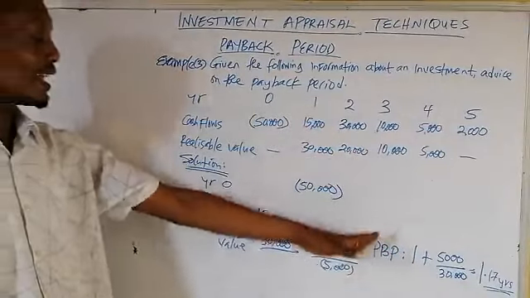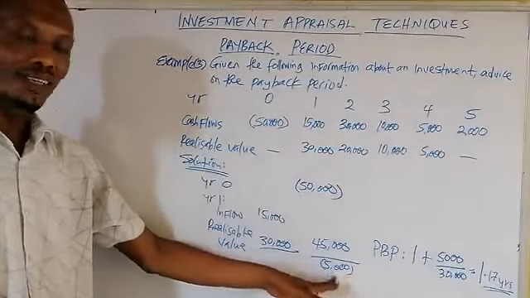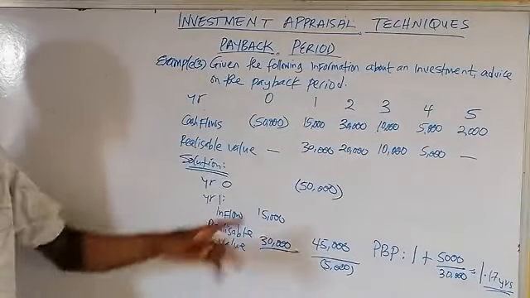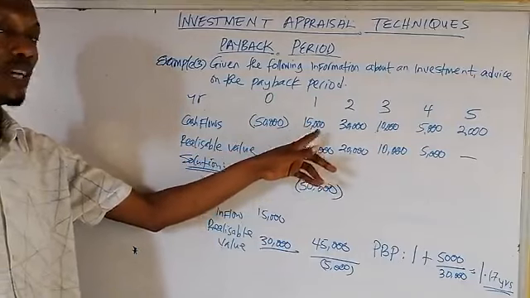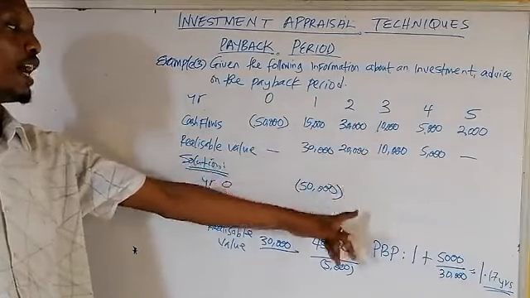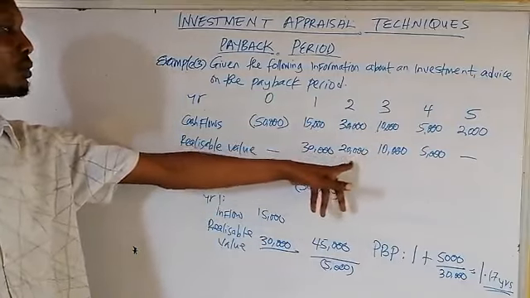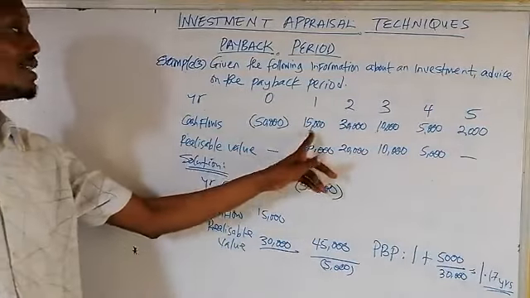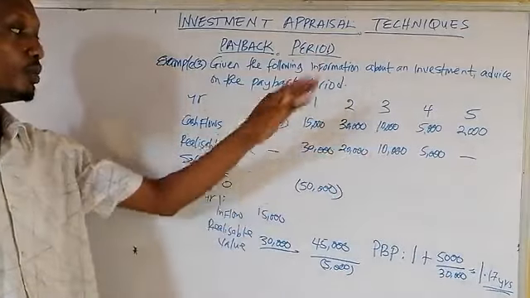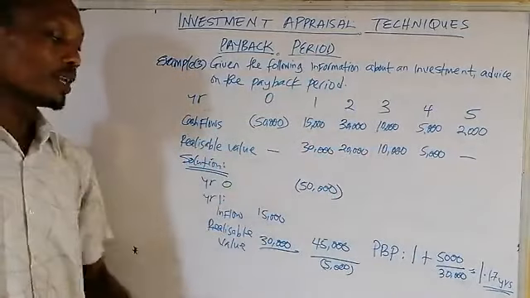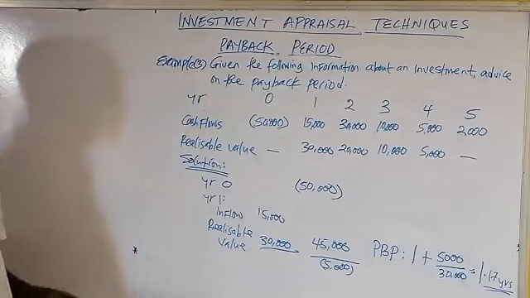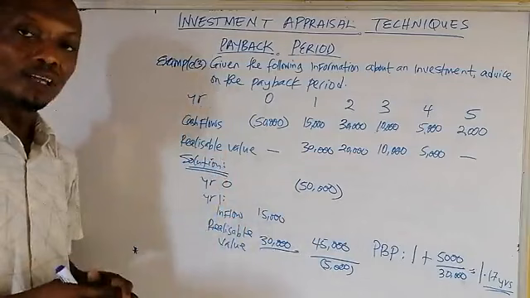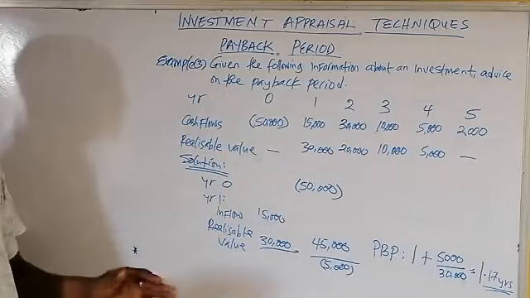But in the case whereby my investment is still more than the cash inflow at the end of year 2, it means that I will consider the cash inflow in year 1, the cash inflow in year 2, and the realizable value at the end of year 2. So I'm going to sum this plus this in order to determine whether it will be advisable for me to dispose of the asset, and whether I will have been able to recover my investment at the end of that period.